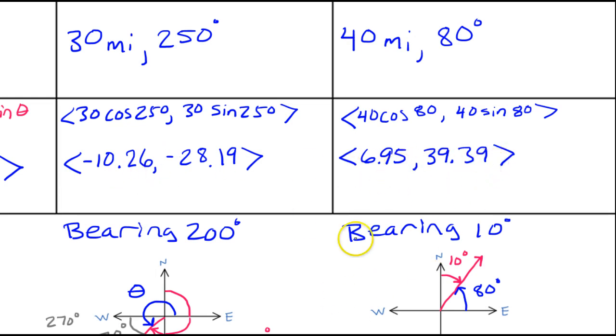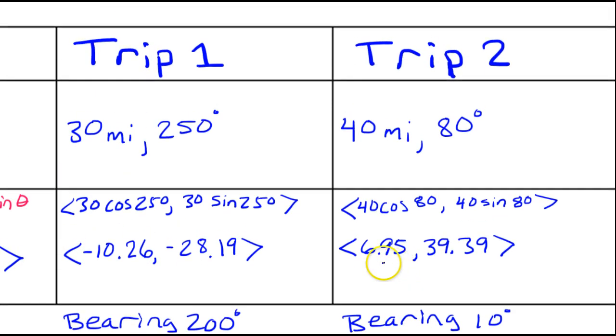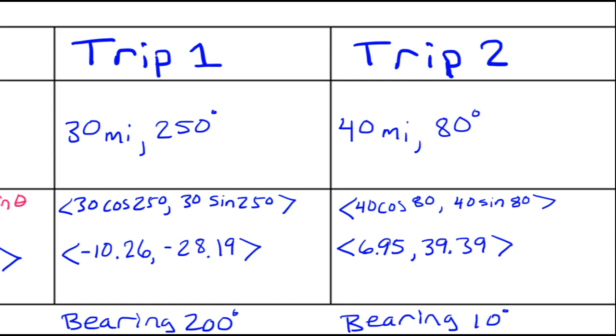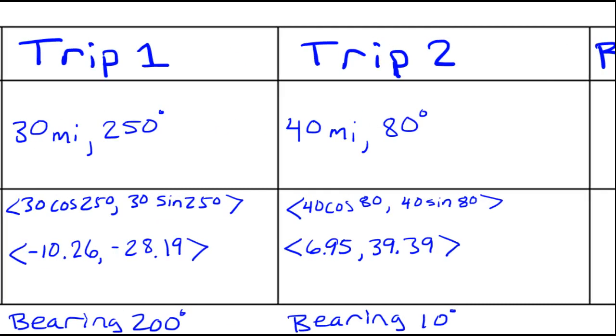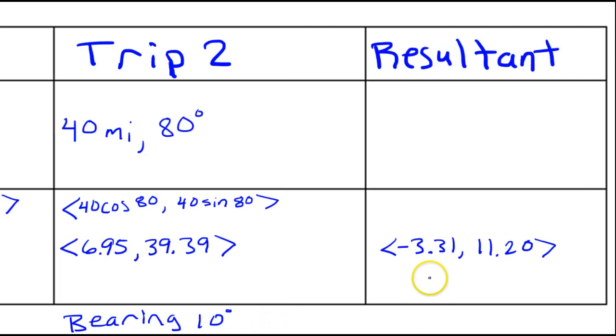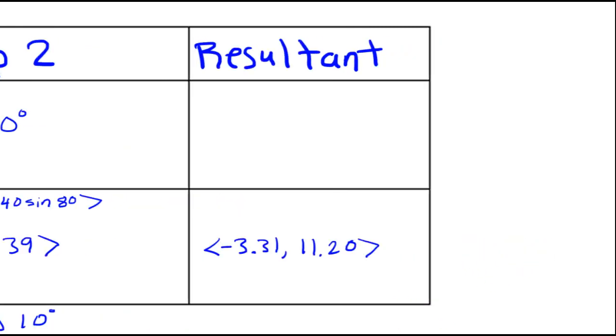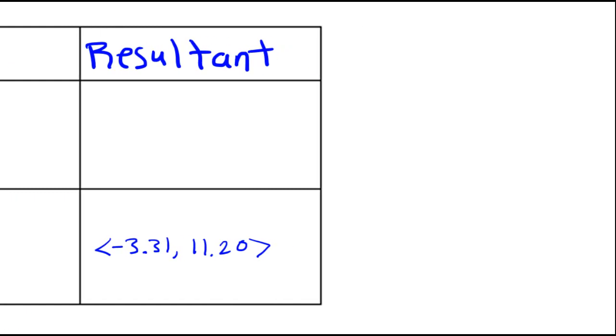Now that we have component form, we can simply add these two vectors together, trip 1 and trip 2, and that will give us the resultant vector, the displacement of the overall trip. So we'll just add the horizontal component with the horizontal and the vertical with the vertical. So the resultant displacement is negative 3.31 comma 11.20. So that's component form, but we really need magnitude and direction.